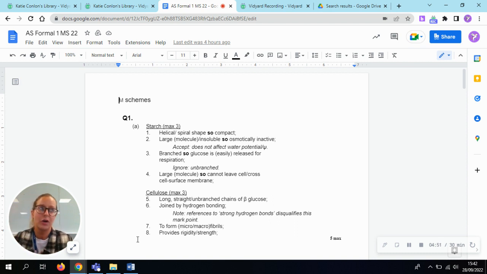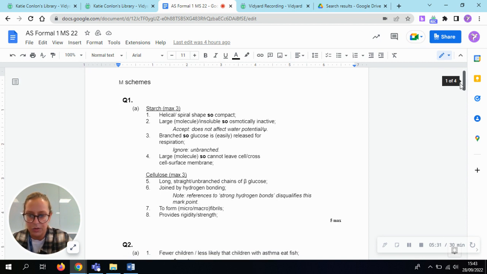What you're doing there is giving yourself at least 5 separate points that you're making about your starch and about your cellulose, and you've got an extra one just in case one of your other ones has slipped off the mark scheme or it's not being credited this year. So I would always, on these questions, give 3 points for starch and 3 points for cellulose. You could also mention that starch is made out of alpha glucose, but that isn't on this mark scheme, so it wouldn't be credited. It's been on other mark schemes before, so it's worth putting in there.